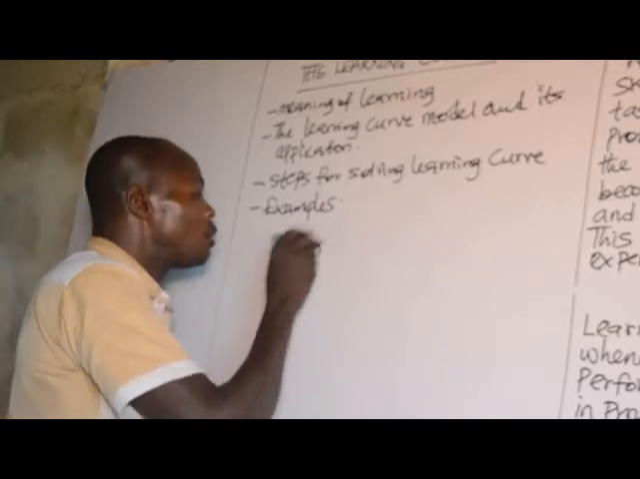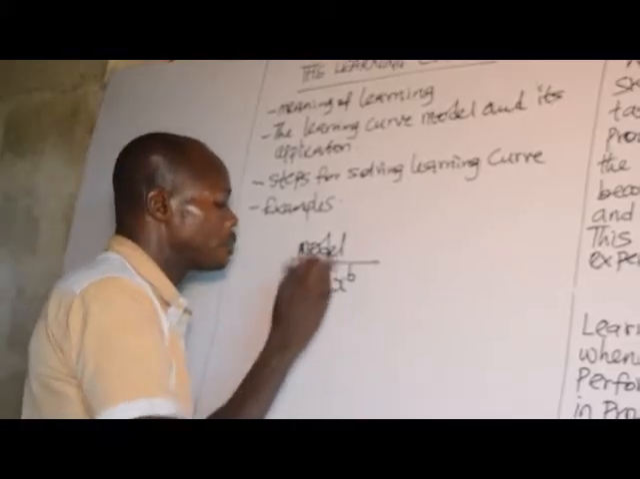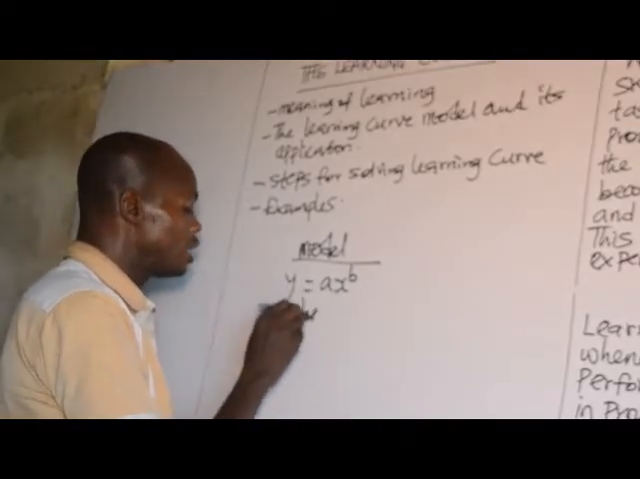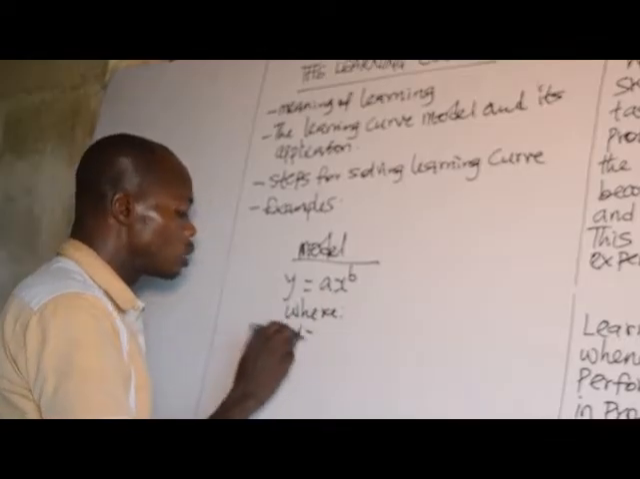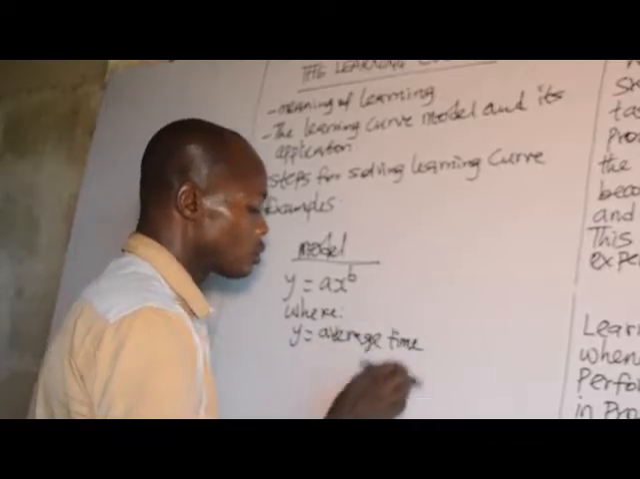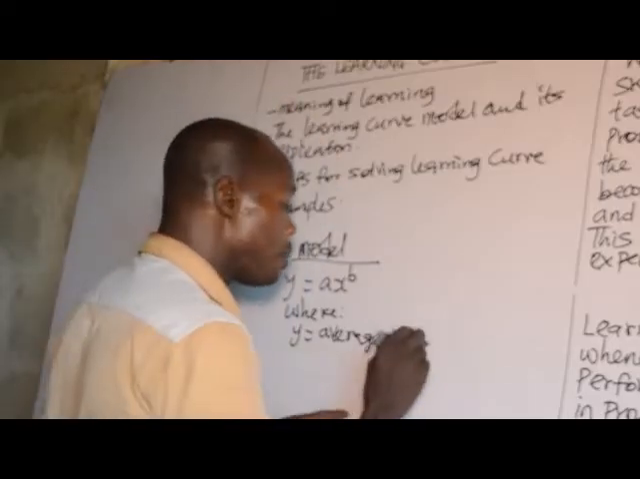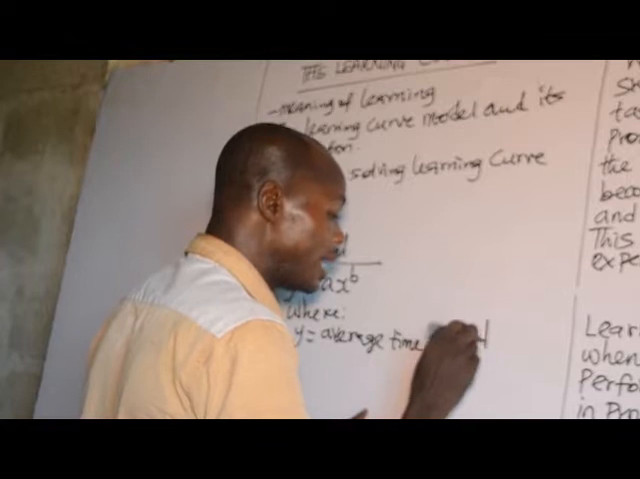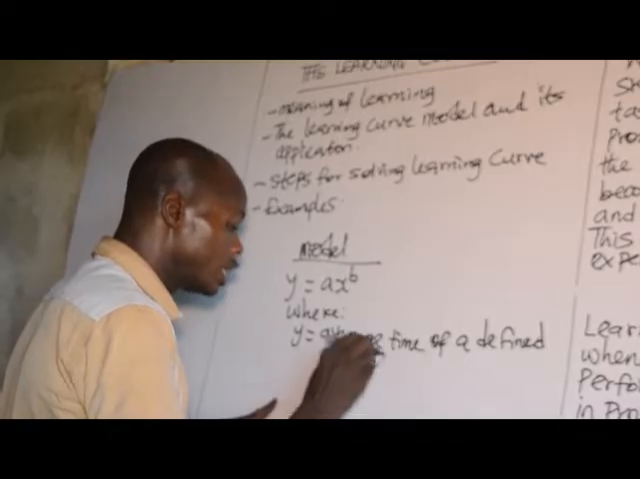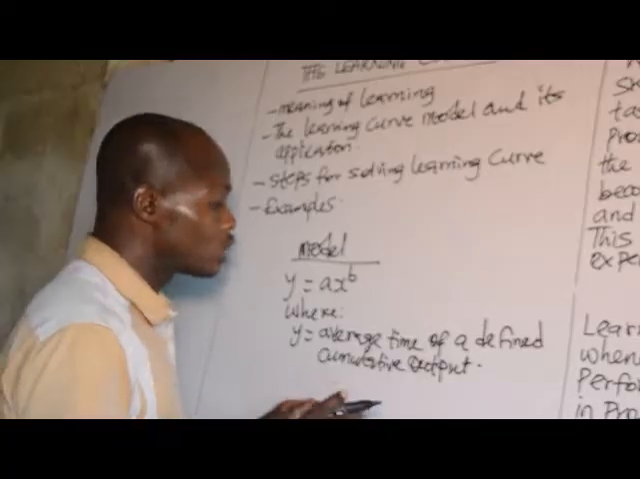Then we have the learning curve model. The model of learning curve is y = ax^b, where y is the average time. When we say average, we mean the time per unit, time for a unit. Average time of a defined cumulative output.